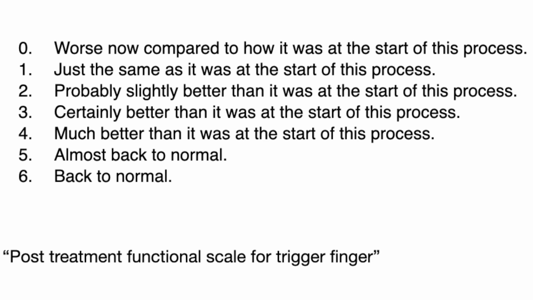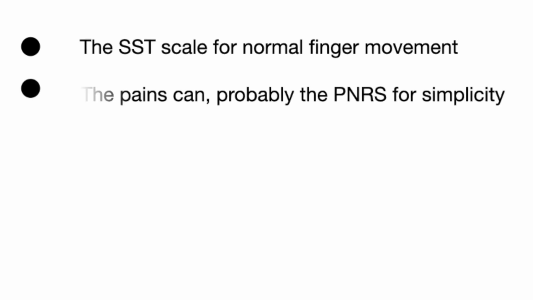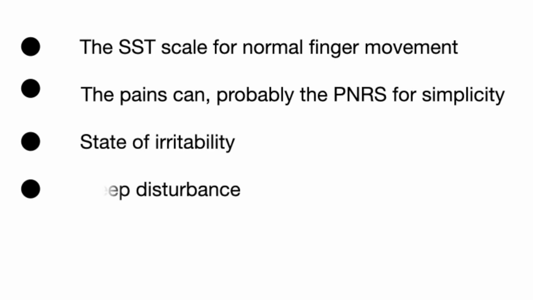After they have completed my suggested interventions aimed at dealing with trigger finger, I ask patients to complete this scale. In this way, people are able to triangulate between other main measurements that should be undertaken by people with trigger finger. To recap, these are the SST scale for normal movement, the pain scales, probably the PNRS for simplicity, the level of irritability, the presence or frequency of sleep disturbance, and the loss of function. All of this should be recorded in diary form and then, over a period of time, reviewed and judged as to whether or not the condition has improved, worsened, or remained the same in relation to the discussed parameters.